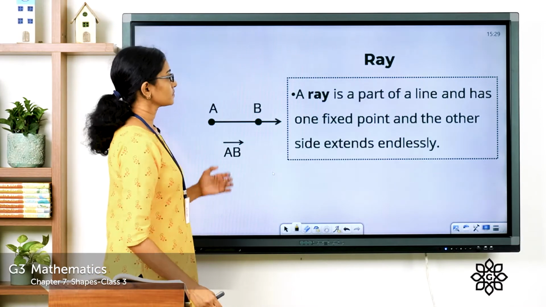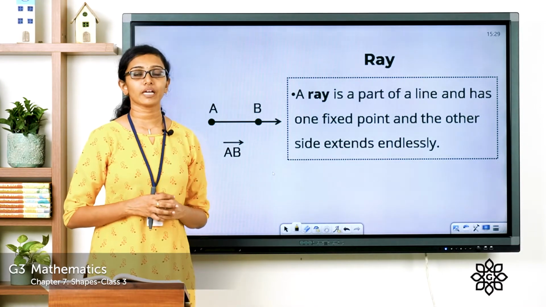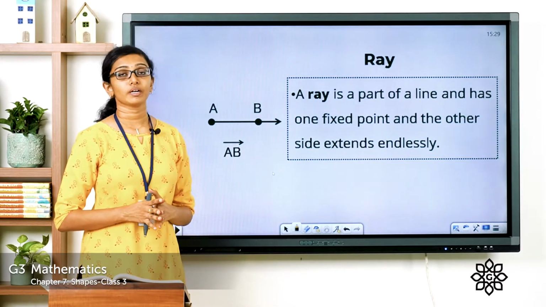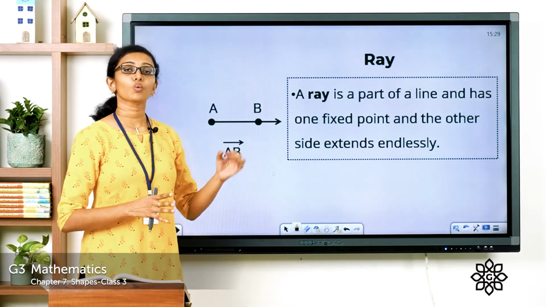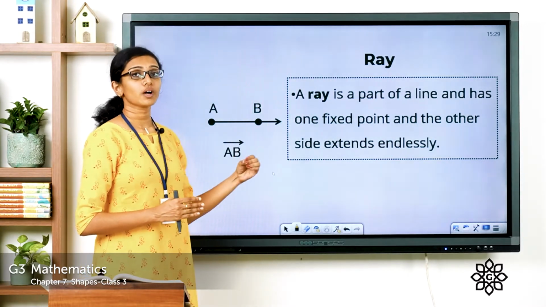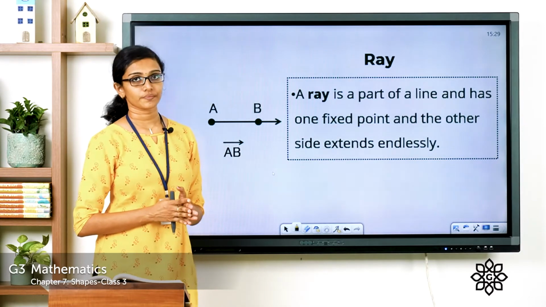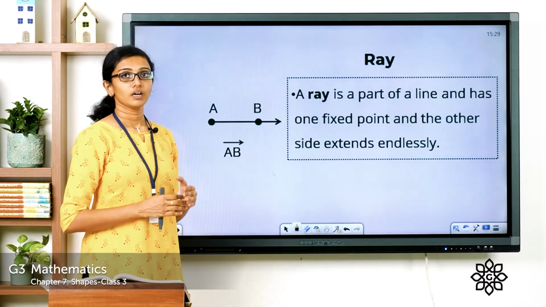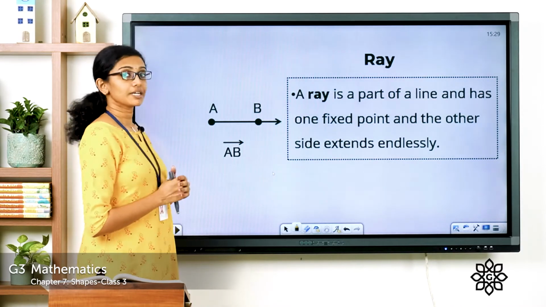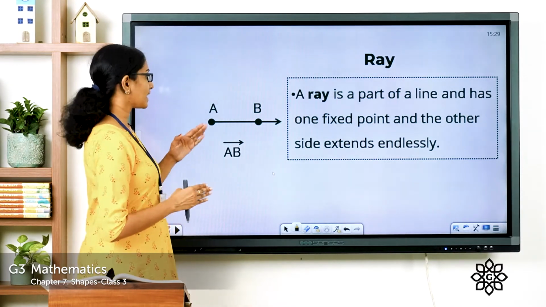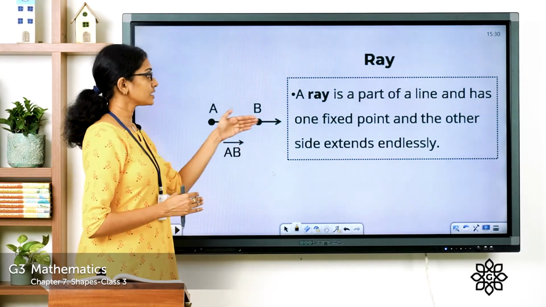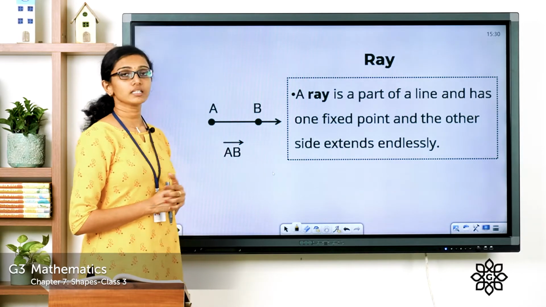Now, a ray. What do you mean by a ray? A ray is also a part of a line, but it has one fixed point or one endpoint, and it will be extending endlessly or without any limit in the other direction. Like you can see here. Here you can see ray AB. It has a starting point or the source A, and it has a point B through which it passes, and it is extending endlessly in the other direction.